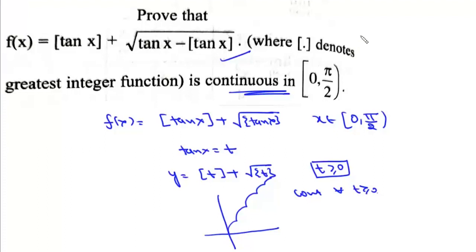Actually, we have solved this question thrice. First one was the greatest integer function of x plus under root of the fractional part of x. Second one was the greatest integer function of log x plus under root of the fractional part of log x. And this third one is the greatest integer function of 10x plus under root of the fractional part of 10x. All the three questions are essentially the same.